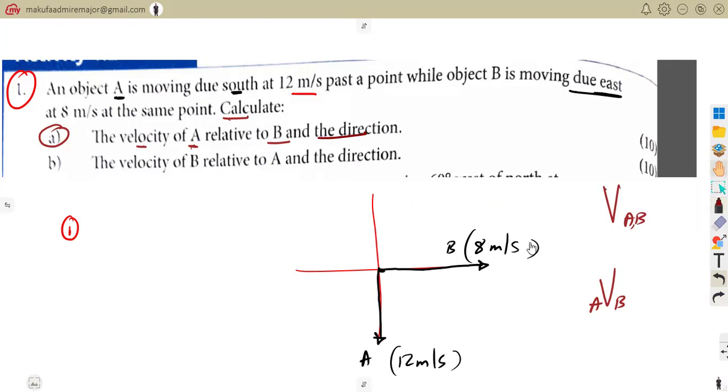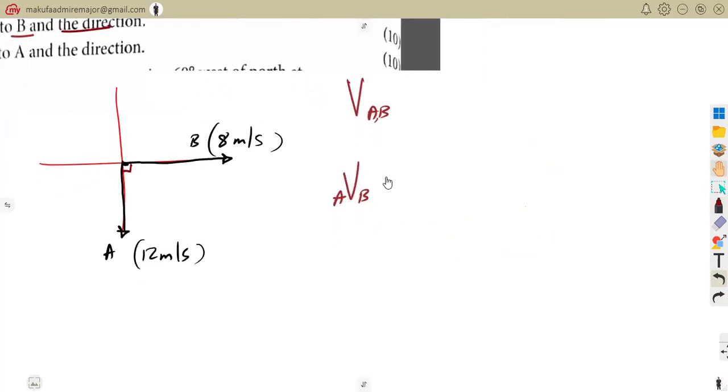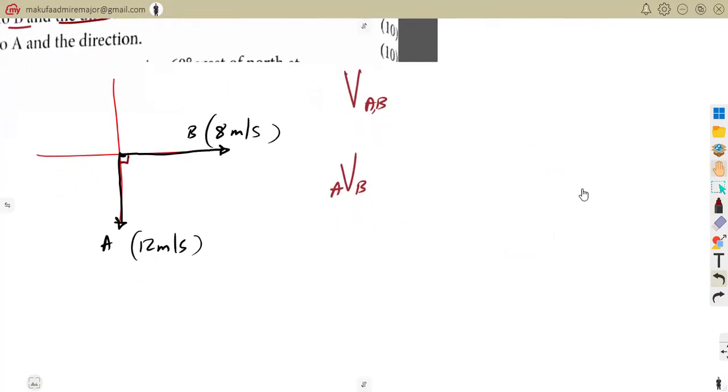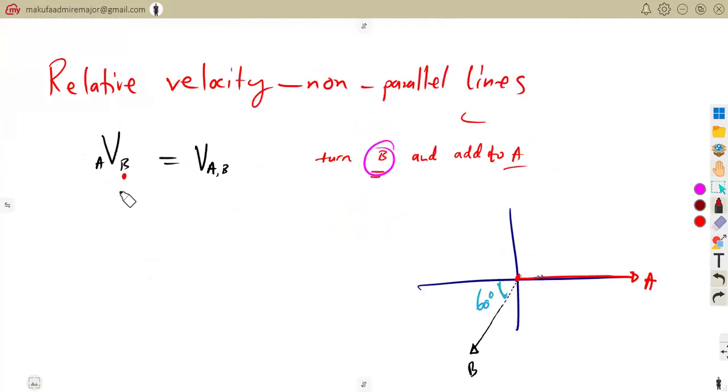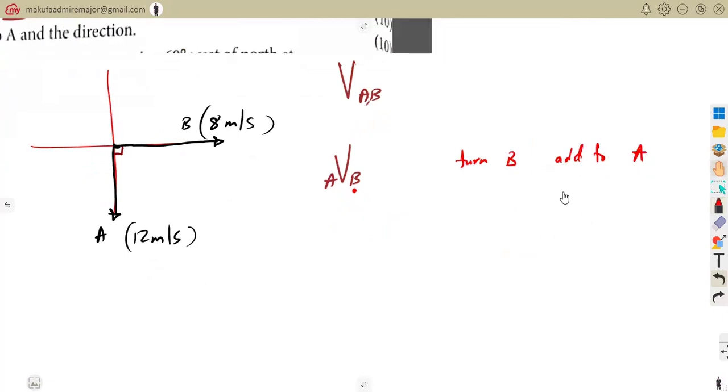Okay. The question is, are we saying that these two here are perpendicular originally to each other? Yes, these two are perpendicular. Not a problem. Let's use the concept that I was talking about from the notes. When we calculate A relative to B, we turn B, then we add to A. So this is the situation that we are having here.